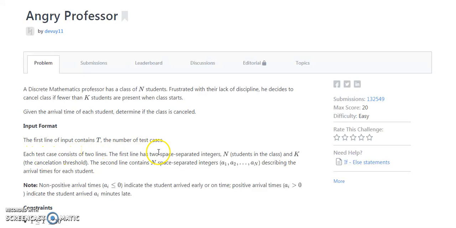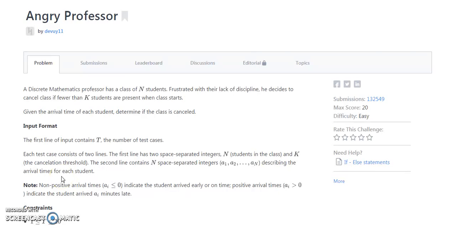The first line has two space separated integers, where n is the number of students in the class and k is the cancellation threshold. So what does the professor expect, how many students should be there? The professor has decided some limit: if this many students are in the class, then the professor will not cancel, or else it will cancel. And the second line contains n space separated integers, a1 to an, describing the arrival time of each student.